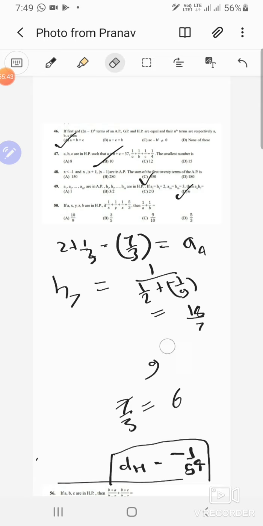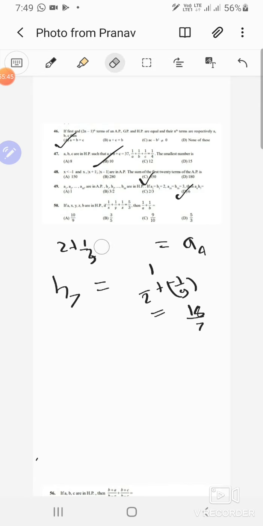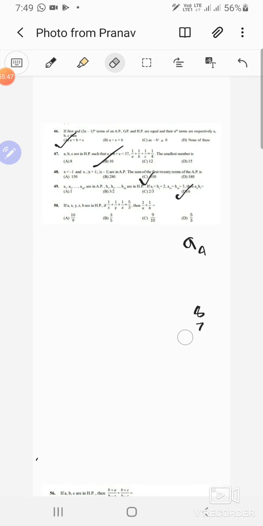To the next question. If A, X, Y, Z and B, these 5 are in HP, and if 1 by X plus 1 by Y plus 1 by Z is equal to 5 upon 3, then 1 by A plus 1 by B is, that is easy.